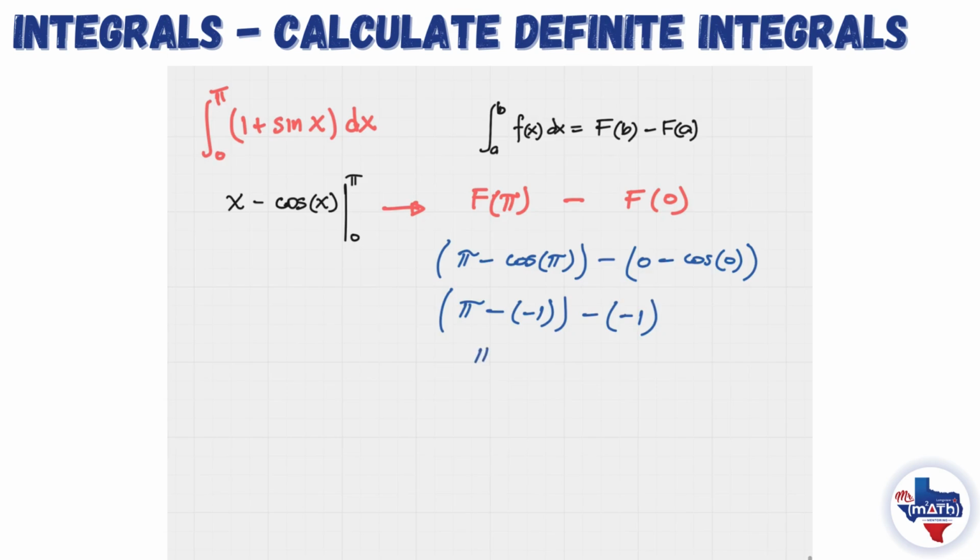We'll have pi plus 1, and this will be negative times negative is positive. That'll be plus 1, so the answer should be pi plus 2. And that should be our answer here.